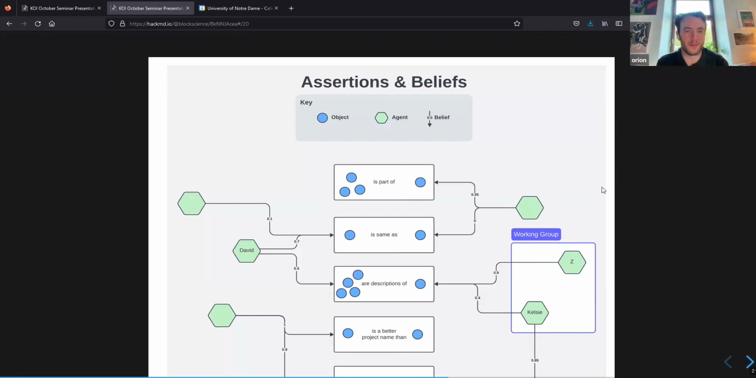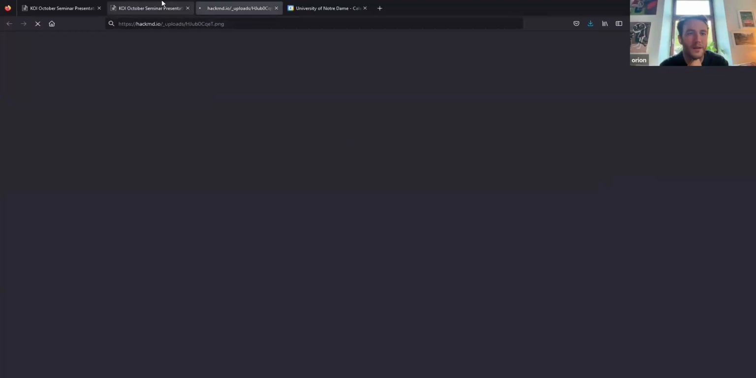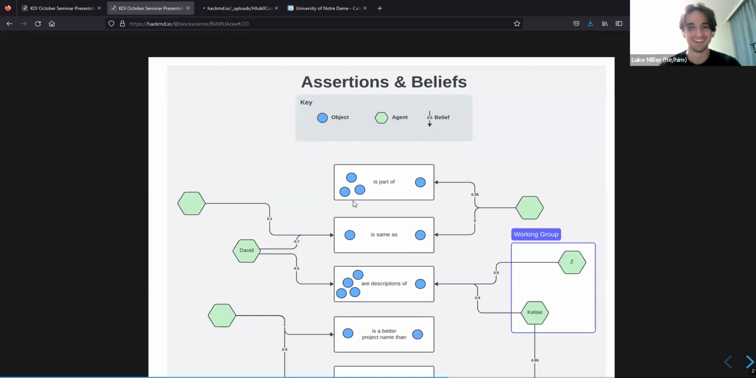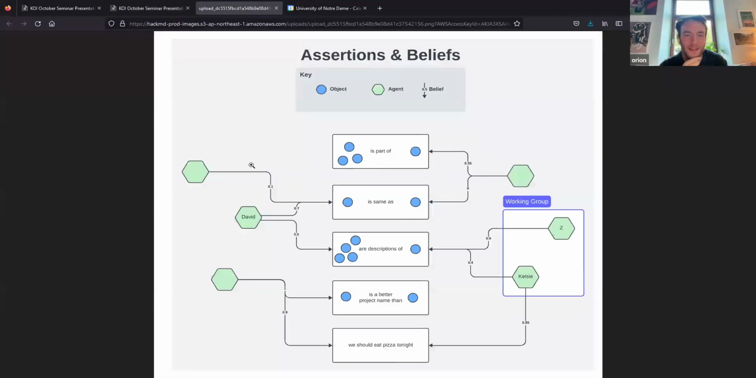So this is a visualization to help drive some intuition. We have the key up at the top: objects are blue here. We have these green agents, and we have belief values, which I'll touch on. In the middle here, we have some examples of quite trivial assertions. I've intentionally not named what these objects are, so there will be a little requirement to use your imagination here.